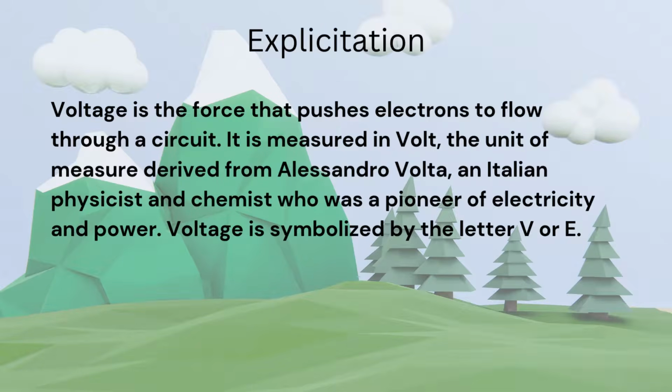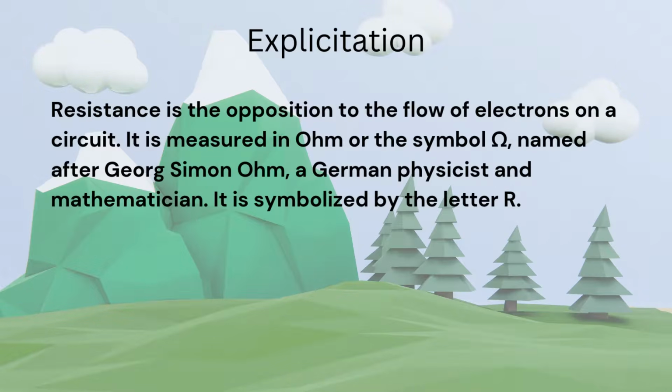Voltage is the force that pushes electrons to flow through a circuit. It is measured in volt, the unit of measure derived from Alessandro Volta, an Italian physicist and chemist who was a pioneer of electricity and power. Voltage is symbolized by the letter V or E. Resistance is the opposition to the flow of electrons in a circuit. It is measured in ohm, or the symbol omega, named after Georg Simon Ohm, a German physicist and mathematician. It is symbolized by the letter R.